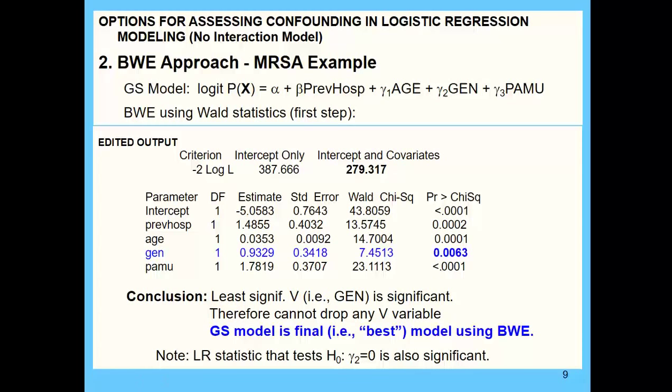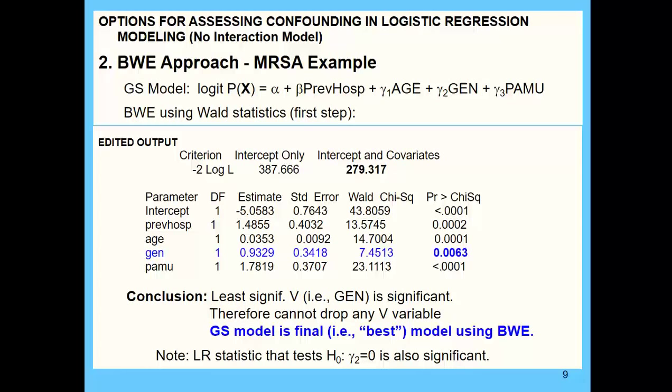Because whether or not you can drop any one of the three, you're keeping the E variable in the model. So you're not touching previous hospitalization. But for these three, what do you notice? What's the least significant p-value? The one that corresponds to the gender variable, correct? Is it significant?